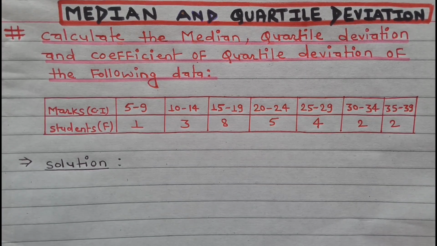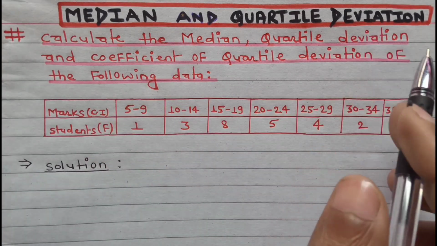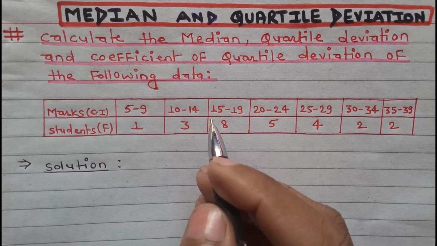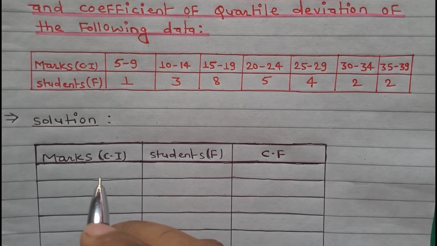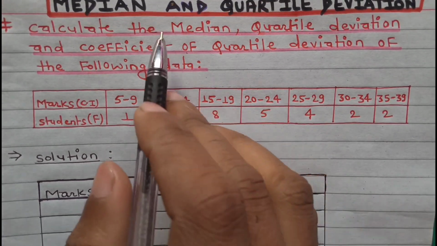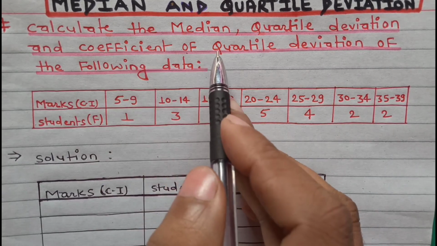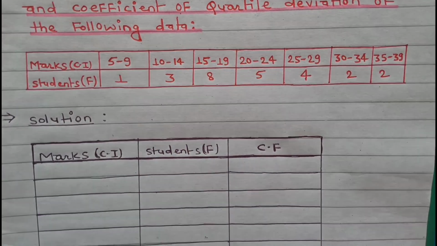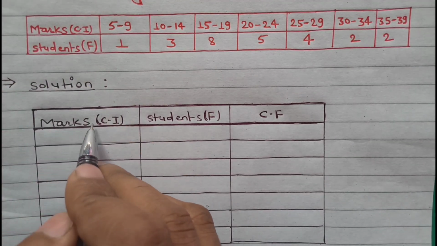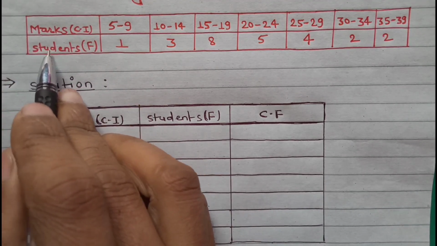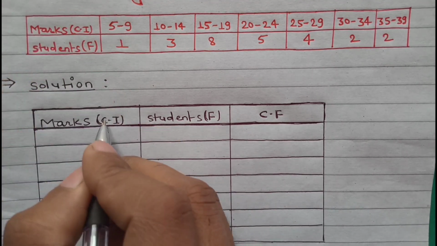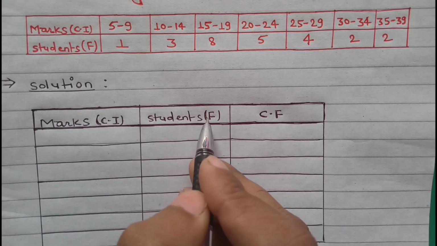So I'm going to solve for the median and quartile deviation. First of all, you have to make a table. You have to make this type of table for finding the median, quartile and quartile deviation. If the question says marks, we write marks; if it says students, we write students. We denote marks by CI and students by F.